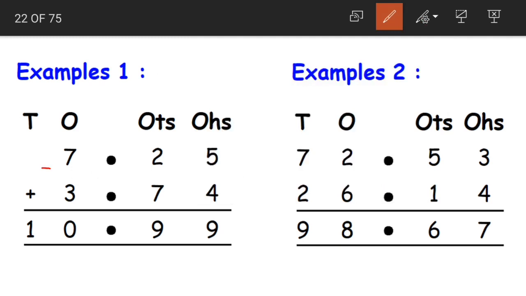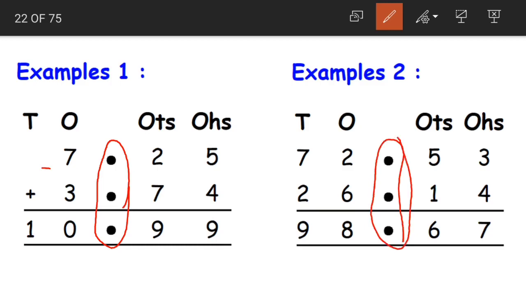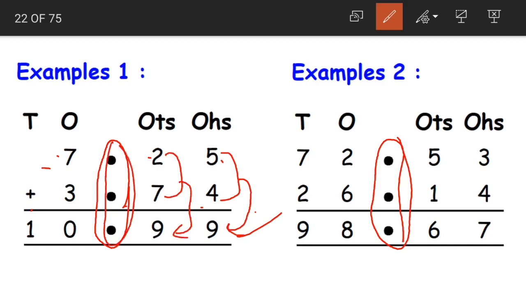See, 7 point. If you observe, see how neatly the points are one below the other. If we get all the points in a single line, we'll be assured that the numbers are written in their correct place values and our sum will be correct. 7.25 plus 3.74. 5 plus 4, 9. 2 plus 7, 9. Then the points. 7 plus 3, 10.